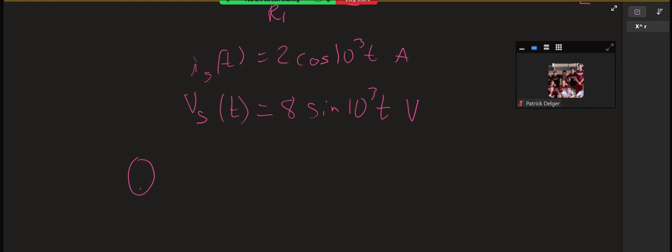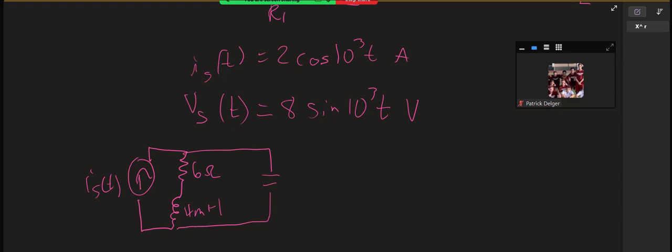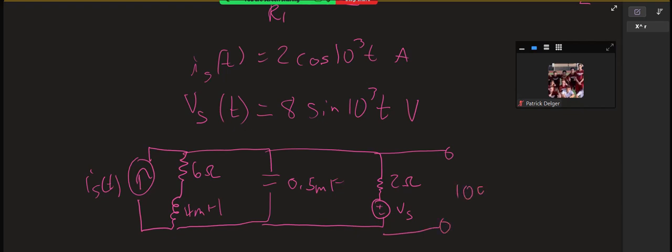And we have a circuit with a current source, and then I've got a resistor and an inductor in series. And then I've got a capacitor that's in parallel with that. Yeah, I've got all kinds of stuff here. And that's a 2 ohm resistor. Here's my Vs. And then I'm going to have my load over here.